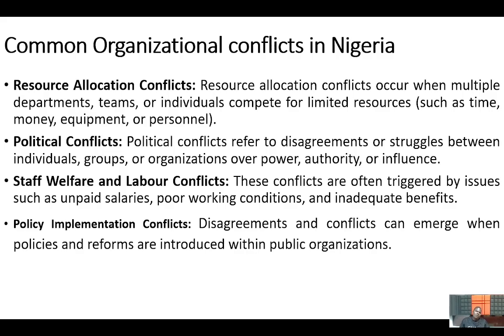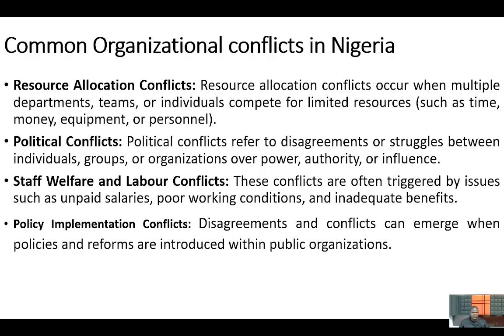Now, we have some common organizational conflicts in Nigeria. It means that there are certain conflicts that exist or happen in organizations in Nigeria. One, we have resource allocation conflicts. Resource allocation conflict occurs when multiple departments, teams, or individuals compete for limited resources such as time, money, equipment, or personnel. And of course, this always happens. Time is always a problem, especially in an event whereby the time allotted for a particular operation to be performed is not fair enough, or possibly very limited, it has a way of causing conflict.